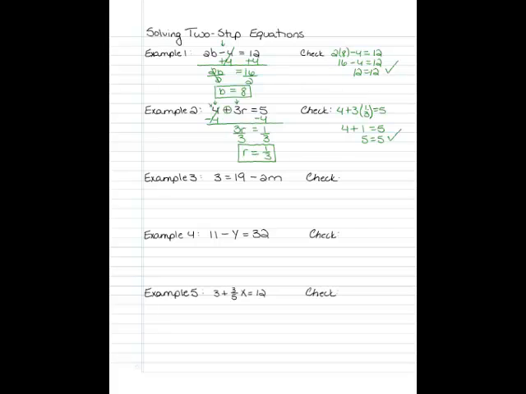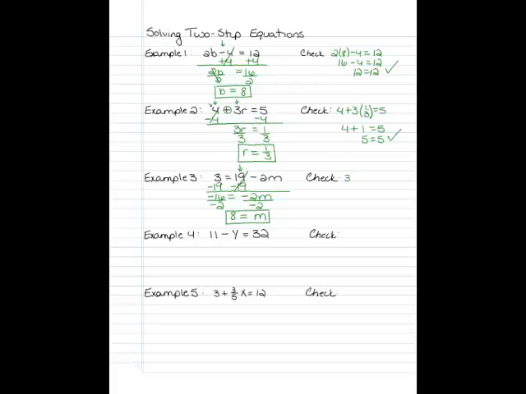For example 3, we have 3 equals 19 minus 2m. We want to start with the 19, so subtract 19 from both sides. 3 minus 19 is negative 16, equals 19 minus 19 is 0, copying down the negative 2m. Now we need m by itself, so we're going to divide by a negative 2, divide by a negative 2. On the left, negative 16 divided by negative 2 is a positive 8, equals 1m, or just m.